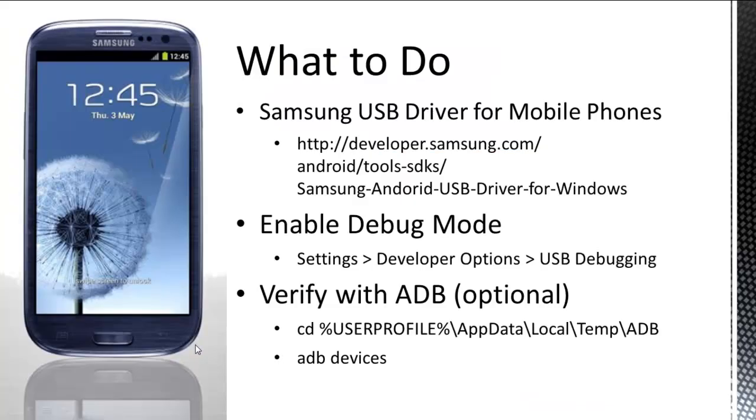It's that simple, connecting your Samsung Galaxy S3 to Icenium to use with LiveSync. Two steps, really. Get the USB drivers and install them, and enable debug mode on the device. And as an optional third step, you can verify with the Android debug bridge to ensure that it's communicating correctly, or if you need to troubleshoot some kind of errors that you might be having.